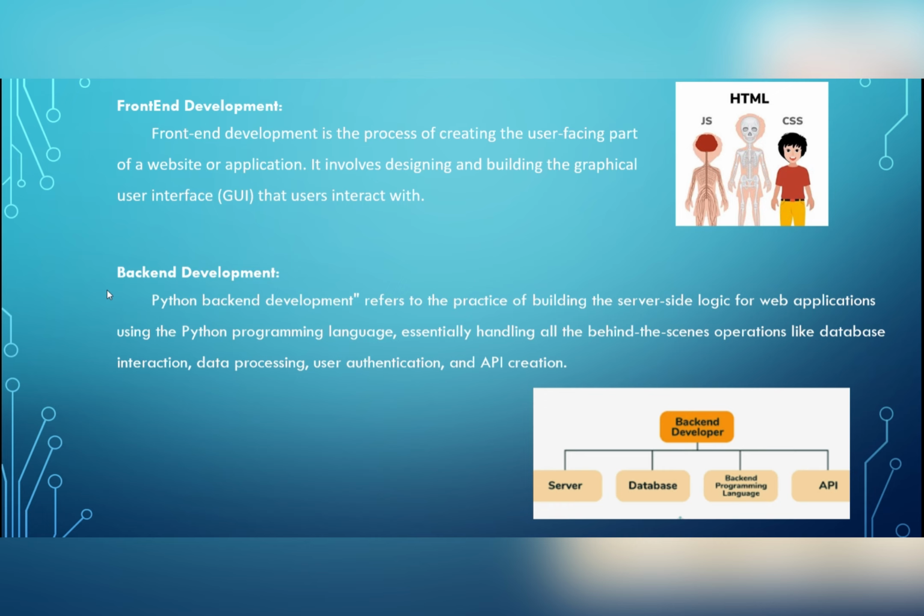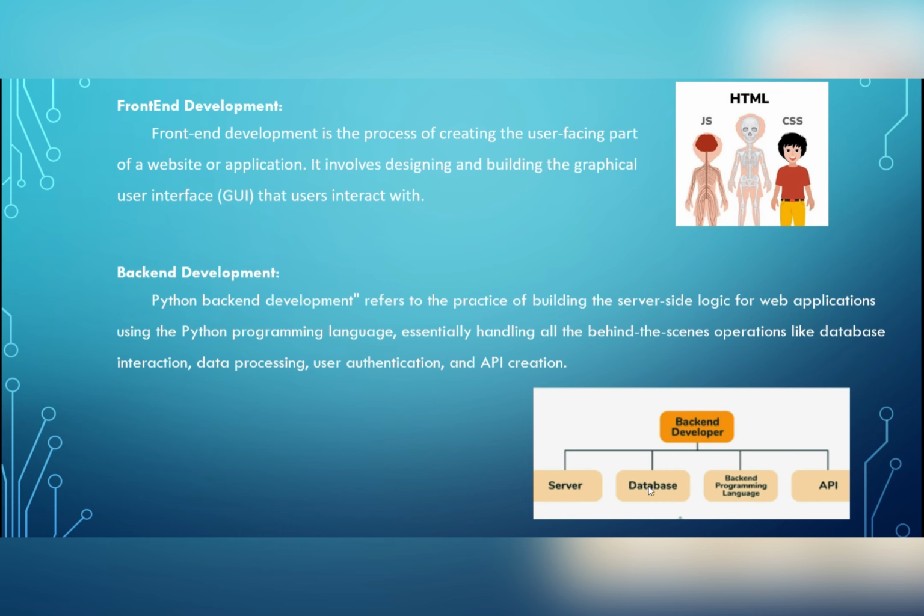Now comes back end development. Back end development refers to the practice of building the server side logic. This is the browser side, meaning if you're seeing any application like Gmail or Facebook, those are seen in the browser. The back end is the server side logic for web applications using Python programming, essentially handling all the behind the scenes operations like database interaction, data processing, user authentication and API creation. We learn all these things.